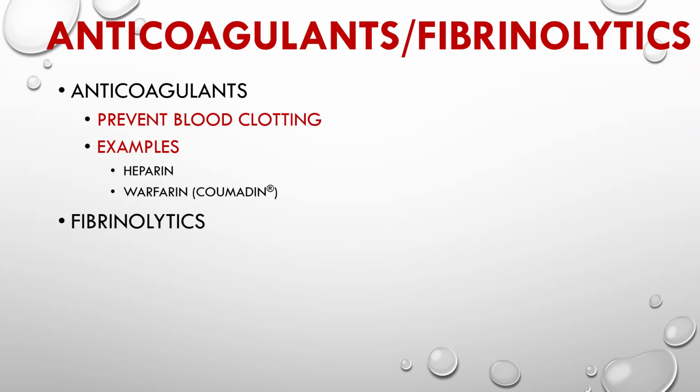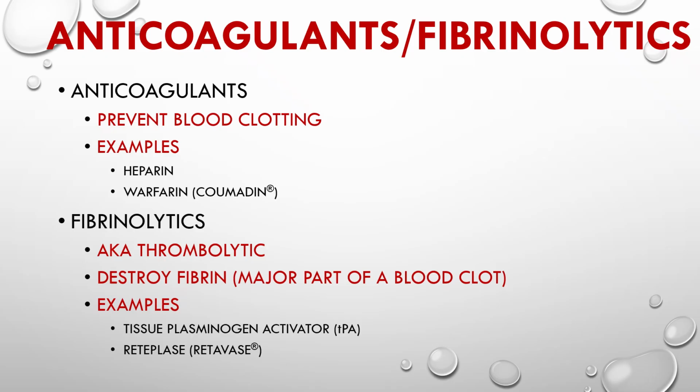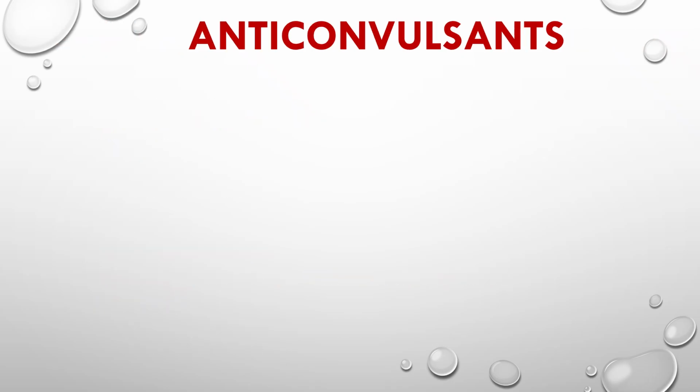It has kind of the same impact, so it's stopping blood clots, but instead of preventing them from forming like our anticoagulants, fibrinolytics, also called thrombolytics, destroy the fibrin, which is the main part of a blood clot. So anticoagulants prevent them from forming. Fibrinolytics are going to actually break down the blood clot. So there are different reasons for giving each of those. Some examples are tissue plasminogen activator, or TPA. The other one is reteplase.